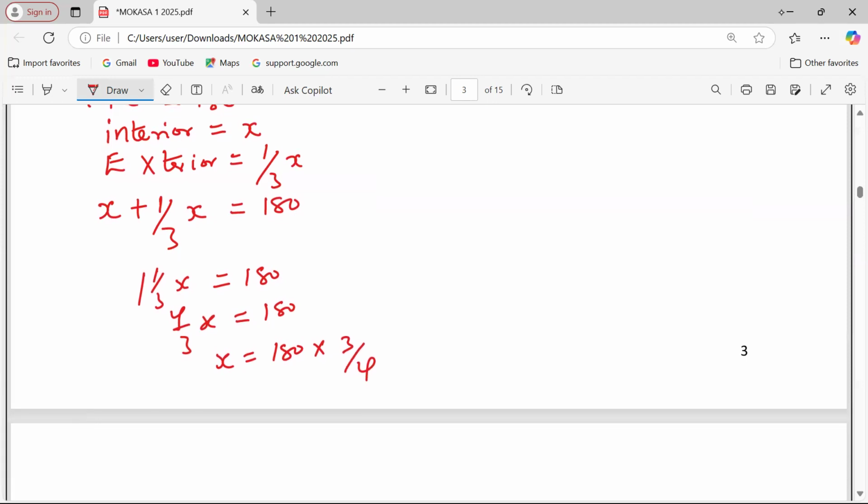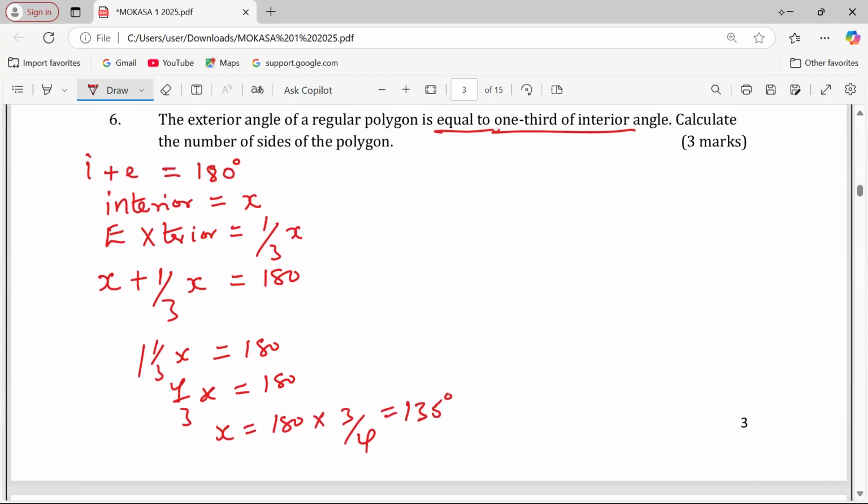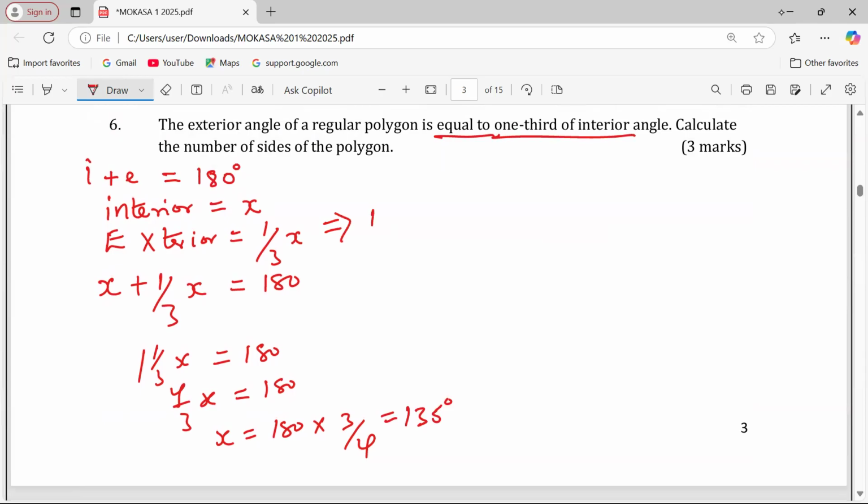I think we can check that. 180 multiplied by 3 out of 4 gives us 135. 135 is the x, which is the interior, which means the exterior now becomes 1/3 multiplied by 135, which is exactly 45.